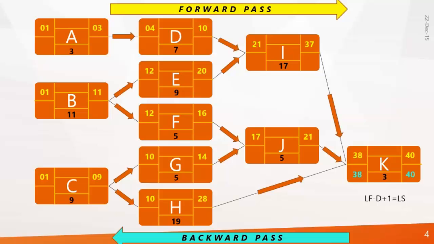Now, when you go to the next level, that means K is connected to I, J and H. So from 38 you have to deduct 1. In the forward pass, when you go to the next level, you add 1, right? But in the backward pass, you need to deduct 1. So 38 becomes 37, 37 and 37, right? Okay.